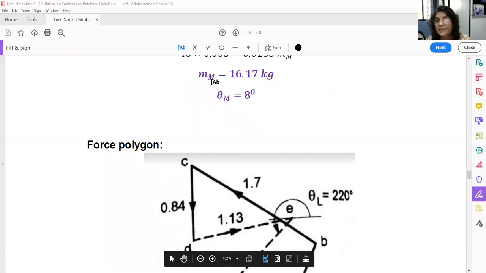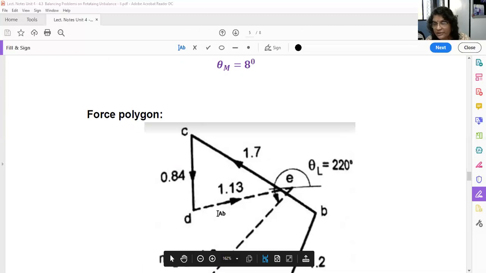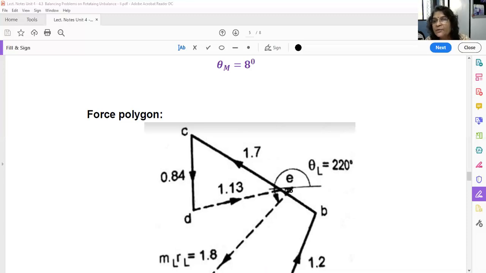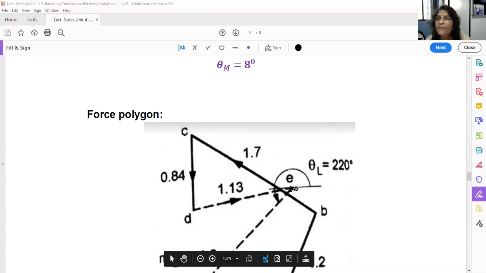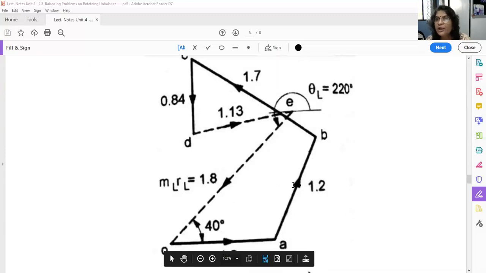So that M plane, we have already got this vector. What is the direction? 8 degree. So from the positive x-axis, mark a line at 8 degree, and this is your magnitude. Okay. So from D to E, you represent the force provided by the mass attached at the M plane. Now you are here, E. So this is your final point and this is your initial point. So you are getting an open force polygon. But you must get a closed polygon because your system is balanced.